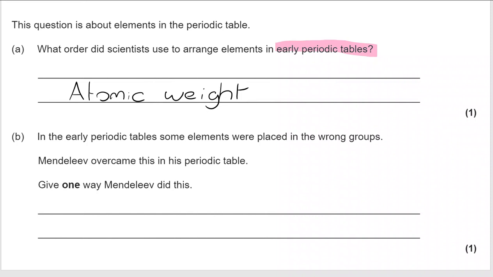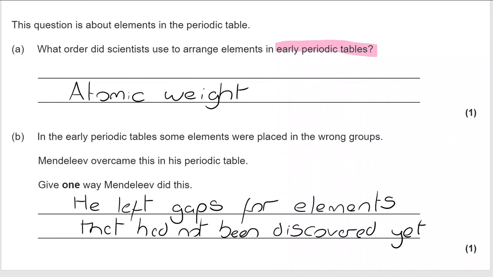In early periodic tables, some elements were placed in the wrong groups. Mendeleev overcame this in his periodic table. How did he do it? Well, one of the key things he did was leave gaps for elements that had not yet been discovered. Then, in future, when they were discovered and found to have the properties that he had suggested they would, they slotted into his table. The other option is looking at the example of potassium and argon that would be the wrong way round if they were in order of mass number, but he just swapped them over. So that was also worth a mark on this one.